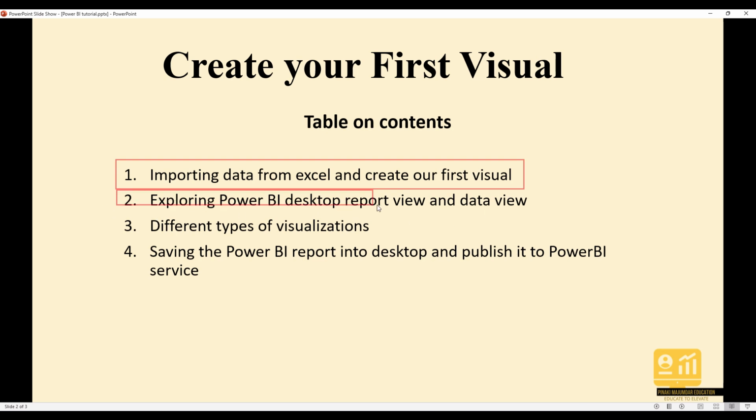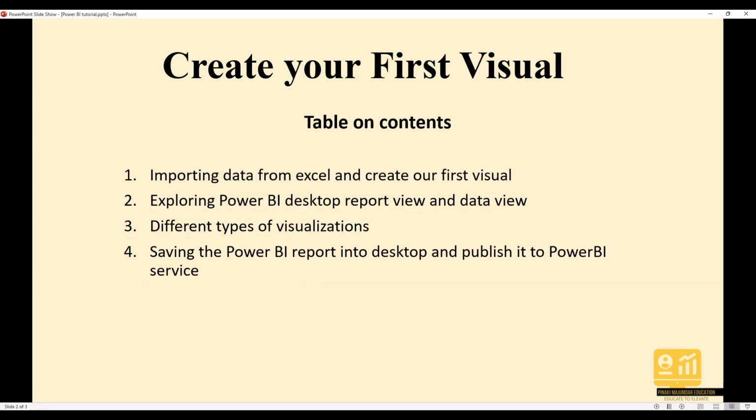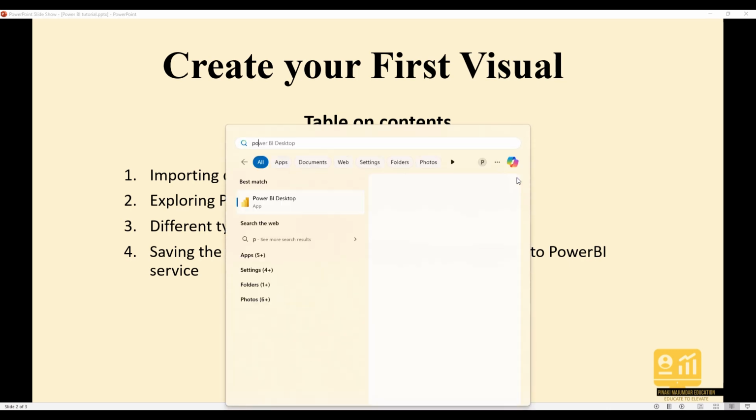Then we will explore Power BI Desktop, report view and data view. Also we will see different types of visuals available in the Power BI Desktop application, and once this is done, we'll save the Power BI Desktop report on your PC, and from there we'll publish it to the Power BI service. So these are the steps which you are going to see in today's session. So let's move to the Power BI Desktop application.